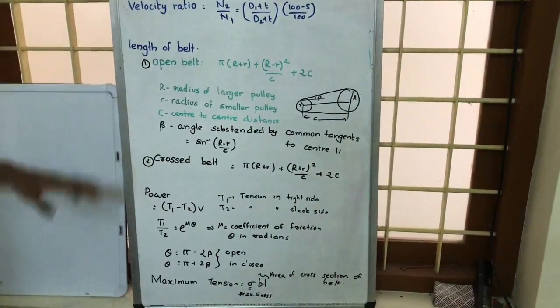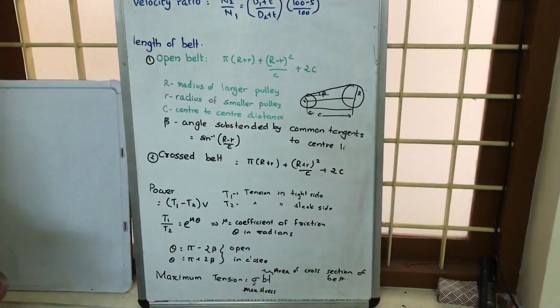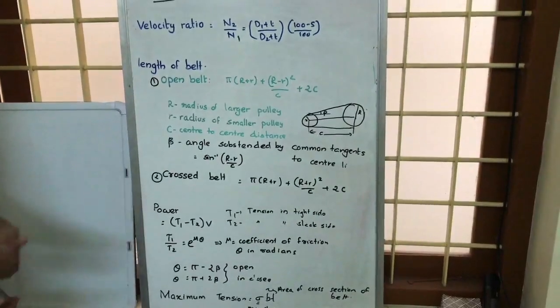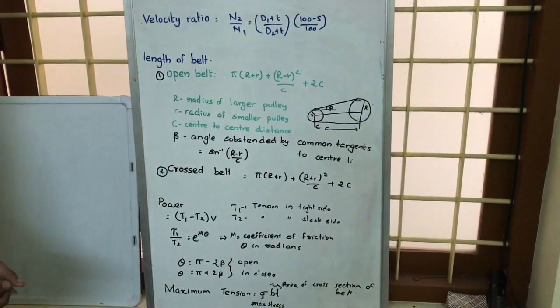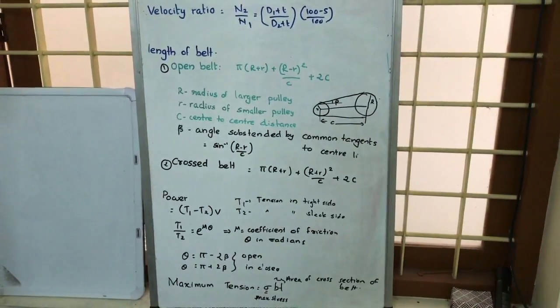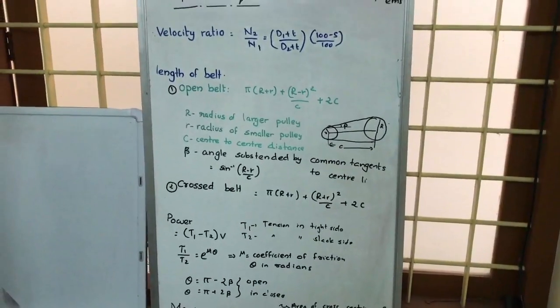If we know all these equations, we can solve different problems to find the power transmitted, the tension in the slack and tight sides, and also we can find the maximum stress, etc. So this is how we use the equations, and these equations can be used in belt problems.